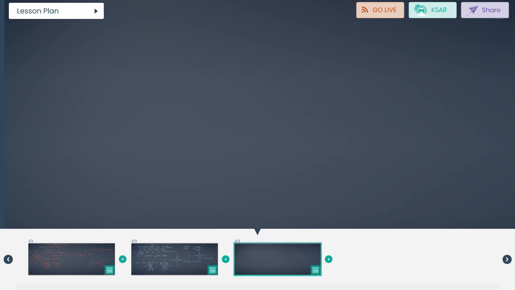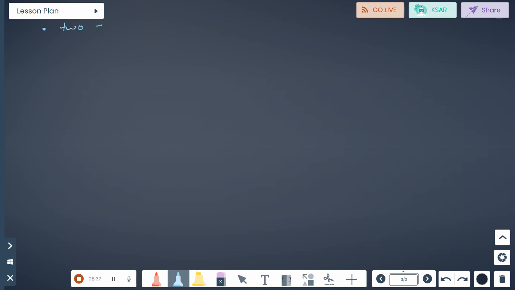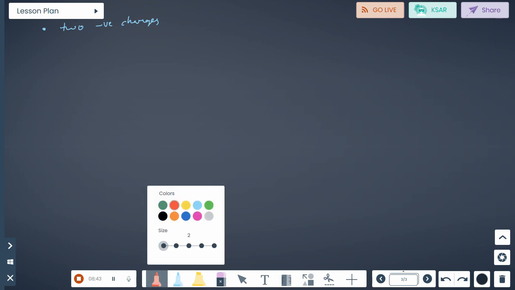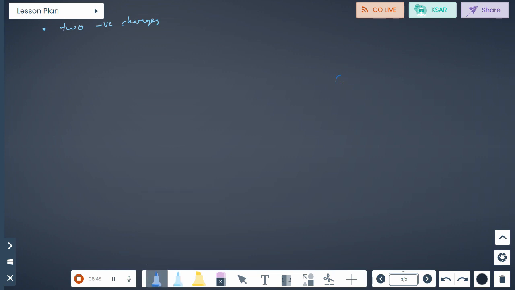Next, for two negative charges. We have two negative charges and a point between them. Similarly, as for two positive point charges, it is radially inward. All others are the same.